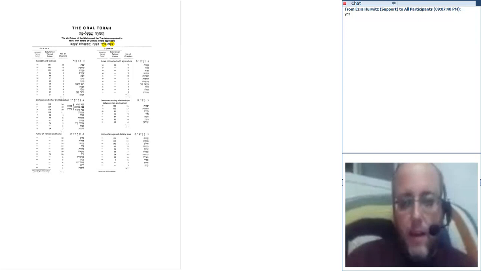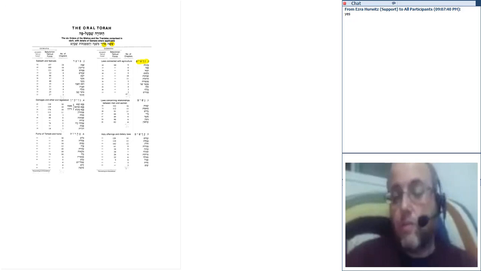And it's the outline of the Shisha Sidre Mishnah. There are six orders of the Mishnah. The first is Zroyim. Zroyim literally means seeds, but it has to do with laws connected with agriculture, which unfortunately is not so applicable today, certainly not in Chutz La'aretz. Even in Eretz Yisrael, it has different meanings.